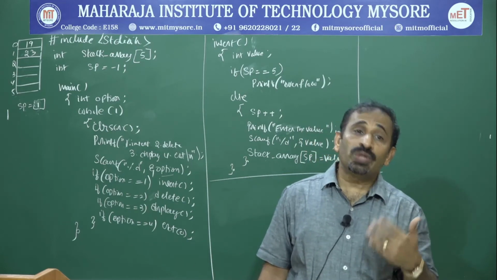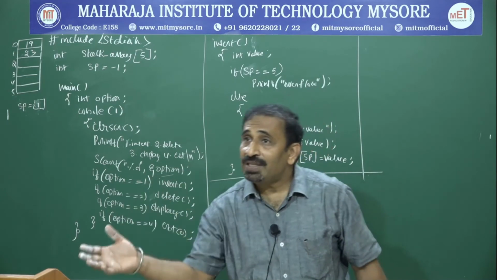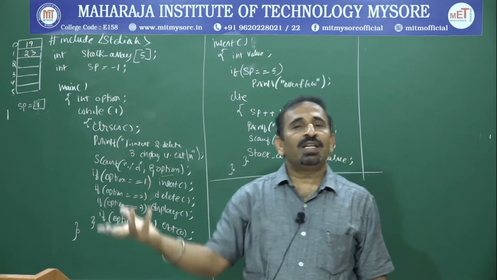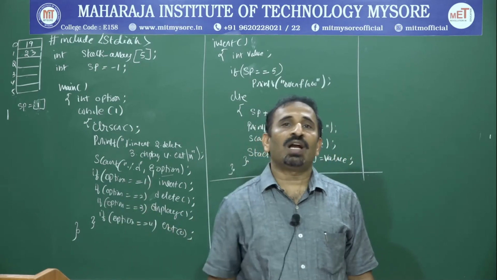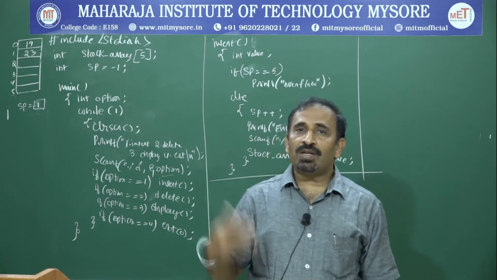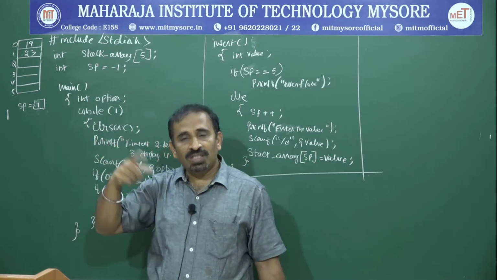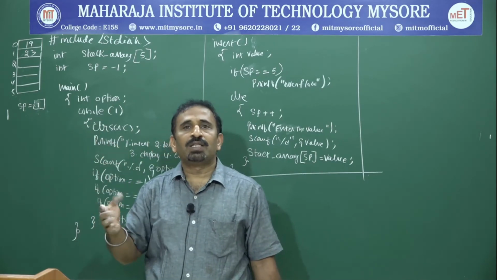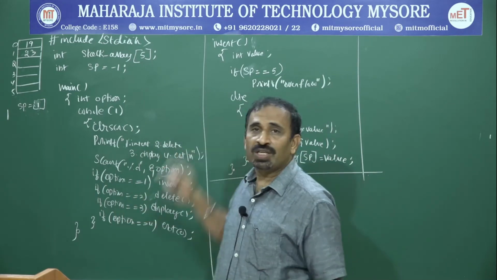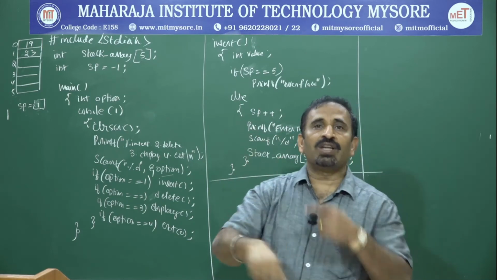Underflow means, do you really have elements to do deletion? If no elements are there and you are trying to delete some elements from the stack, then the status is called underflow. How do you know that this has become underflow? Underflow will be known to you if stack pointer is equal to -1. Each time when you do the deletion of an element, you will be decrementing it. In case of insertion, you are incrementing the stack pointer by 1. In case of deletion, you are decrementing it.